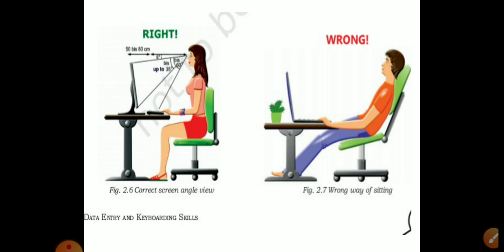Otherwise you would get back pain, neck pain, all pains, if you are not in the proper sitting posture. So that is why, for a data entry job or data entry work, you have to follow all such rules. This is a basic set of instructions given to you before you learn completely with your skills.